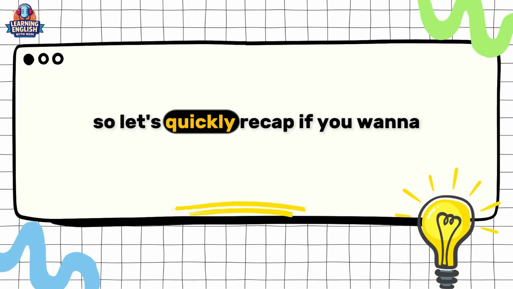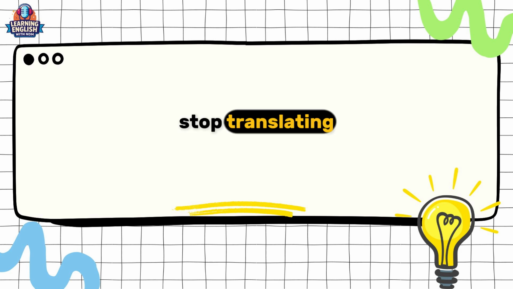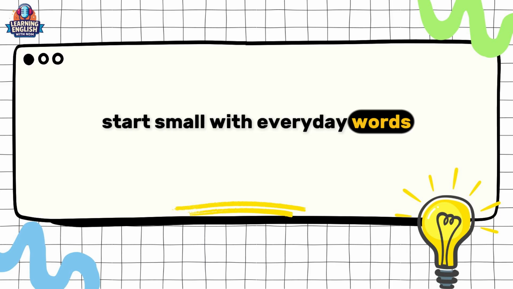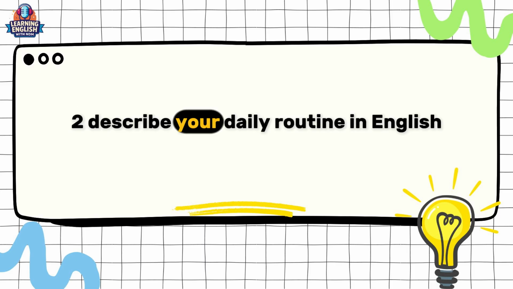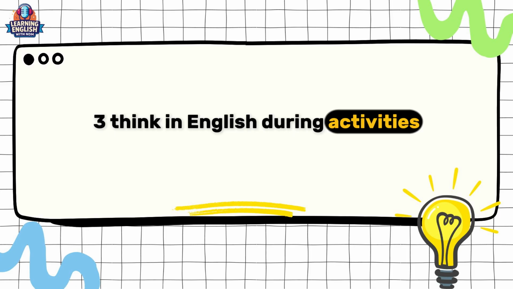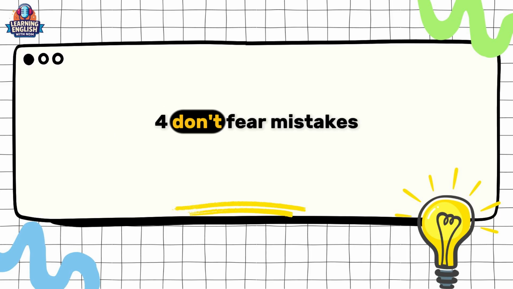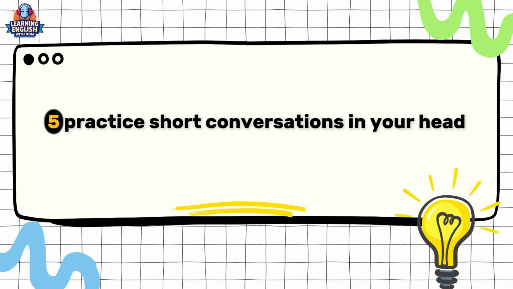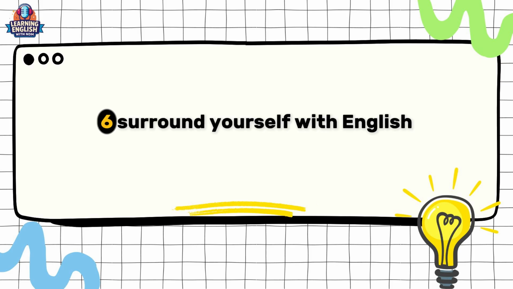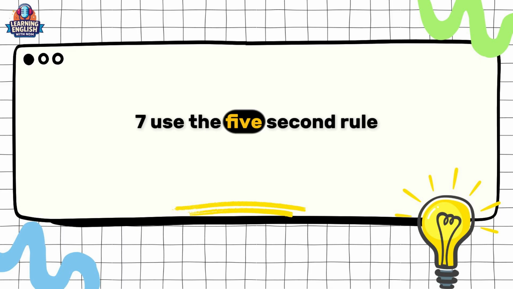So, let's quickly recap. If you want to stop translating and start thinking directly in English: 1. Start small with everyday words. 2. Describe your daily routine in English. 3. Think in English during activities. 4. Don't fear mistakes. 5. Practice short conversations in your head. 6. Surround yourself with English. 7. Use the 5-second rule.